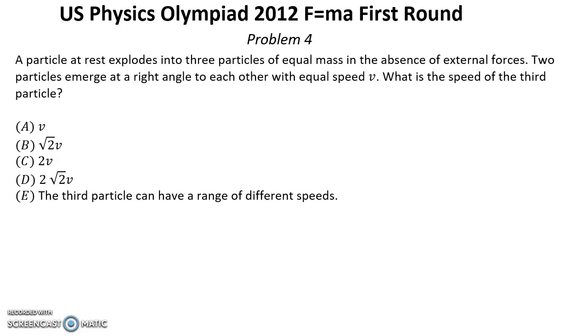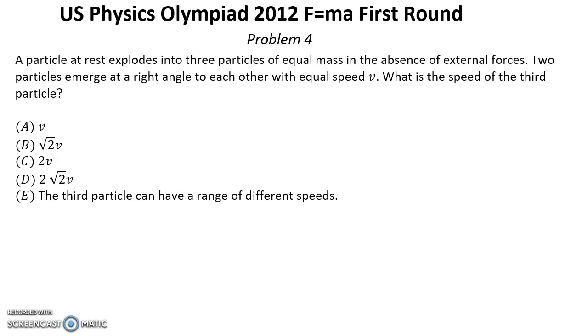US Physics Olympiad, year 2012, F equals MA, first round. Problem 4. A particle at rest explodes into 3 particles of equal mass in the absence of external forces. Two particles emerge at a right angle to each other with equal speed v. What is the speed of the third particle?